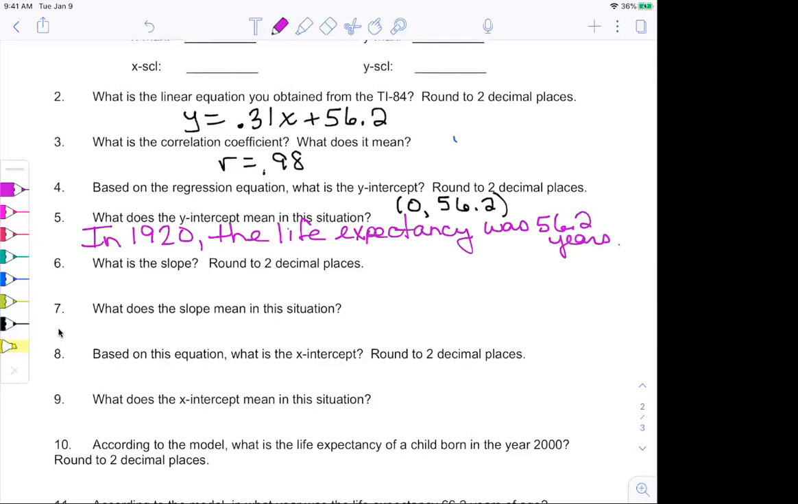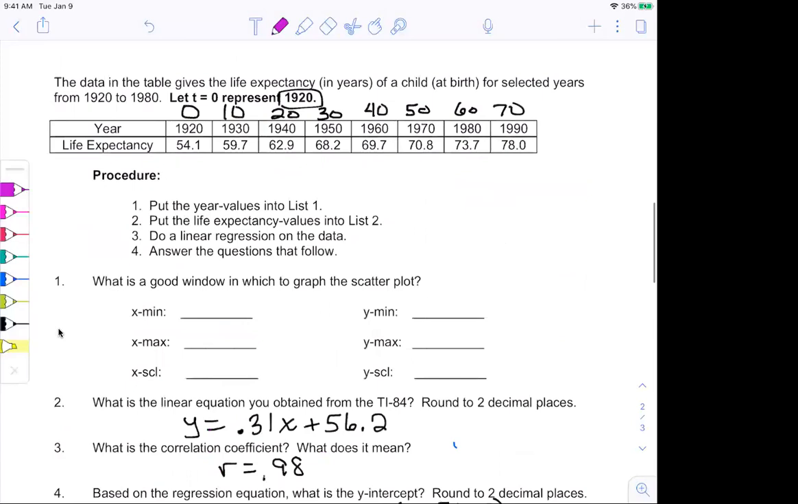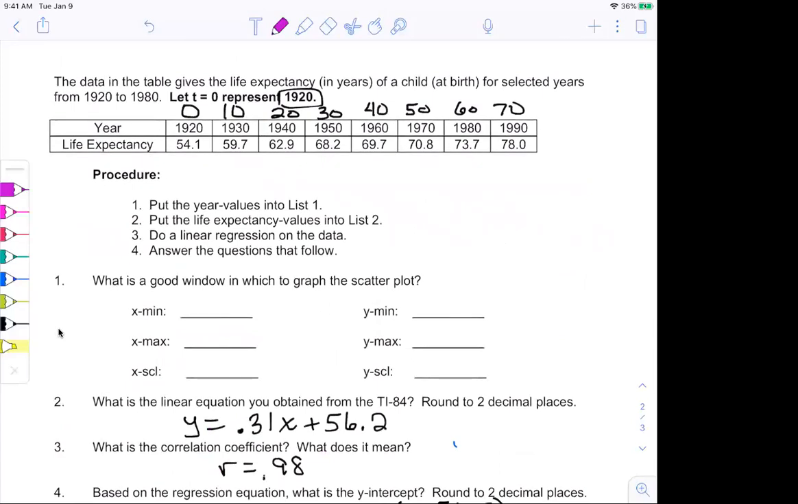So you're using the 0, which represents the year we started with, 1920, and then also you're talking about what that life expectancy would be. Now remember, a little reminder, 1920 has 54.1, but remember our best fit line goes along with the average of the points. So it's not going to correlate directly with the data value because now we're trying to pick a line that's in the middle of our data value points.